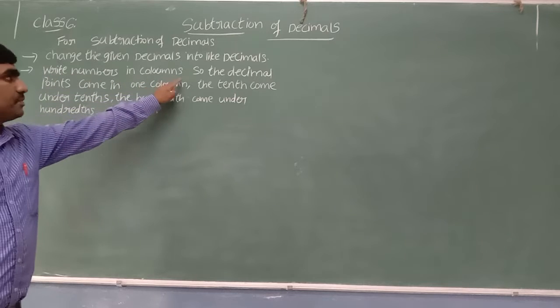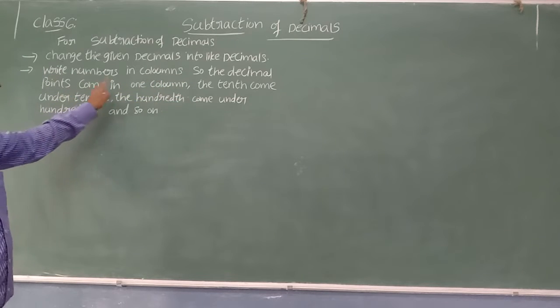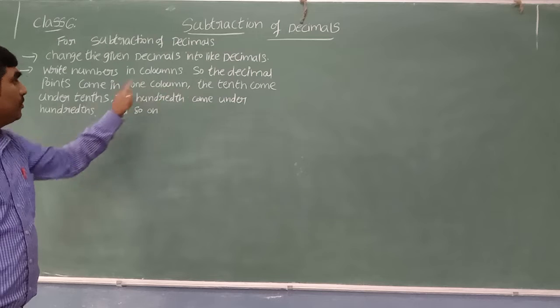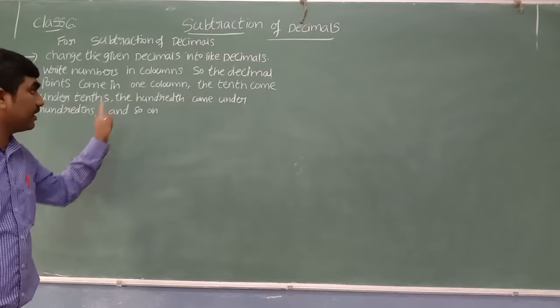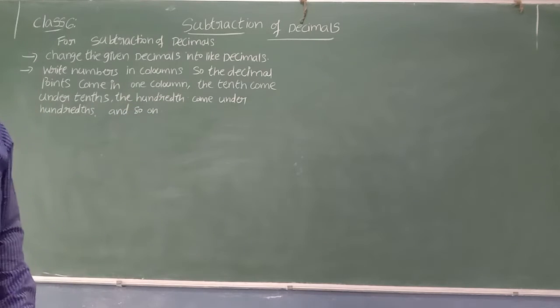Write the numbers in columns so that the decimal point comes in one column, tenths below tenths, hundredths below hundredths. You can get clarity with the help of an example.